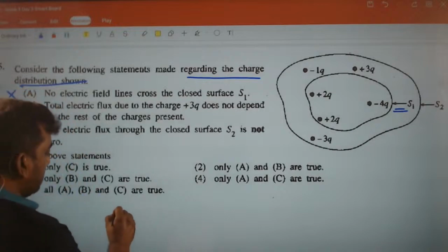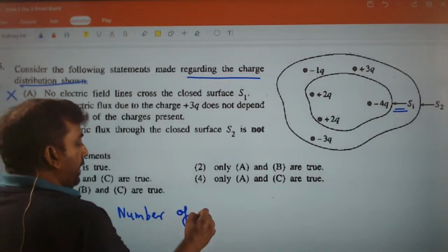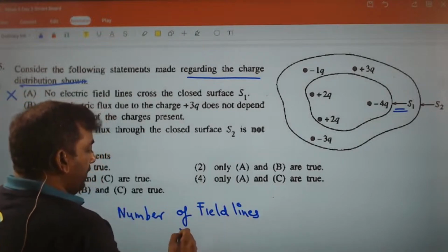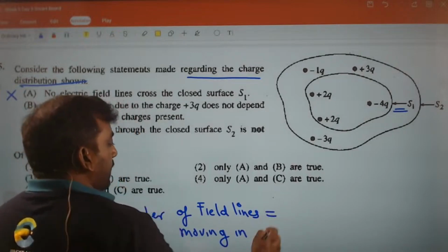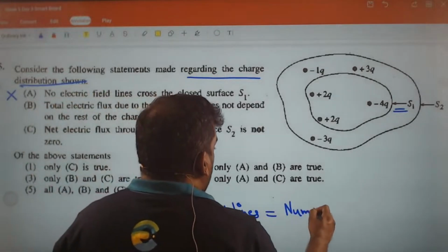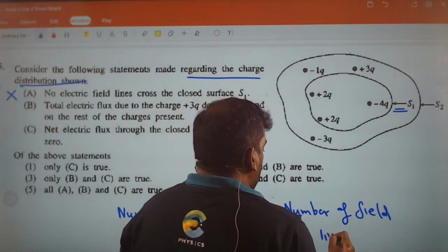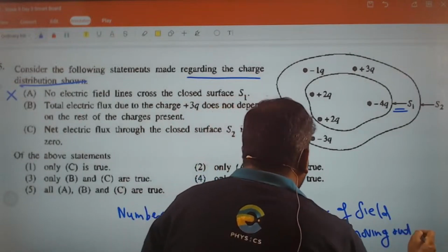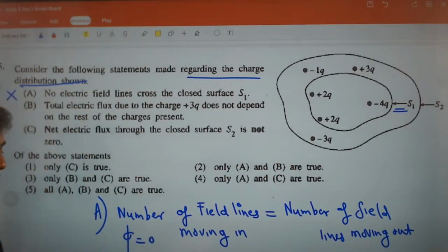What you can say is the number of field lines moving in equals the number of field lines moving out. Statement A: flux is 0.